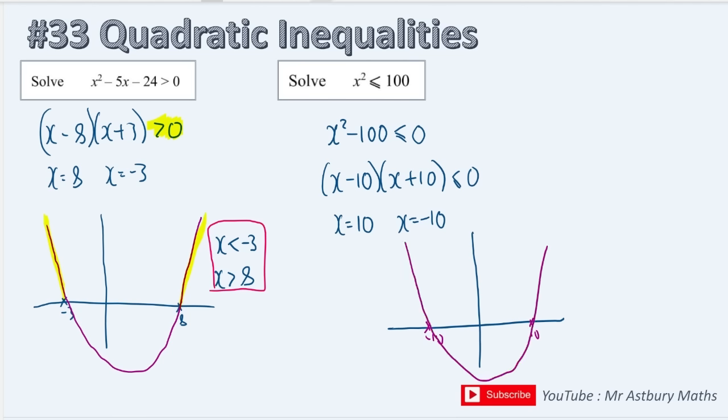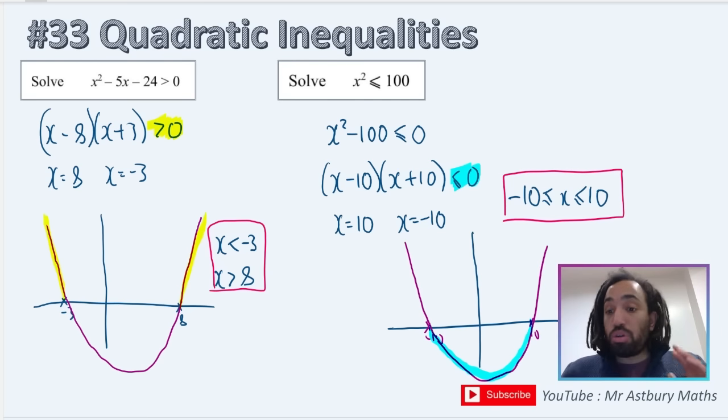Now the question asks us to find the values which are less than or equal to 0. So that's where the curve dips below the x-axis. And we write that inequality, which is bounded between minus 10 and 10, as minus 10 is less than or equal to x is less than or equal to 10. And there we have it.